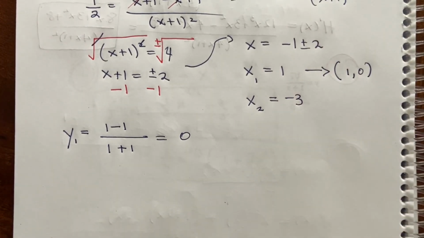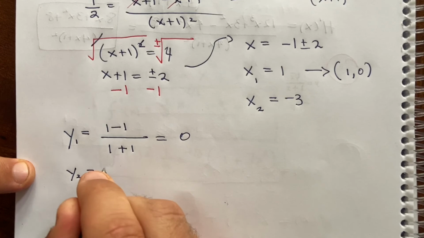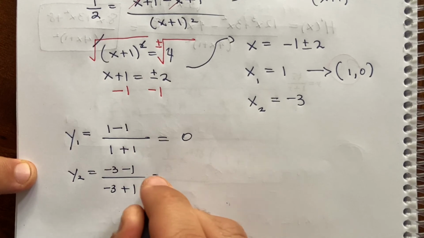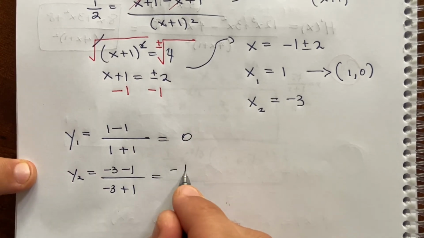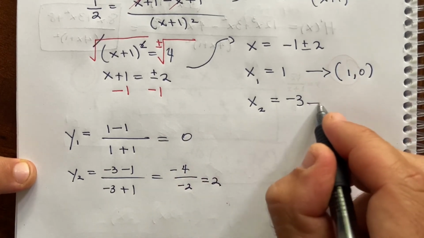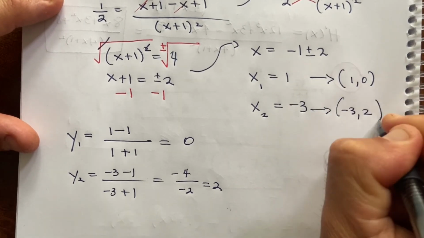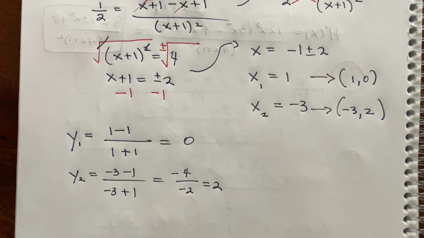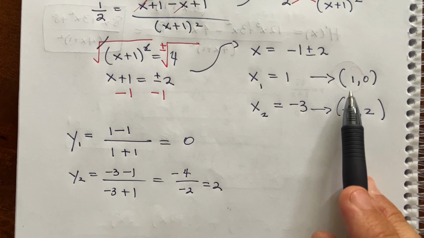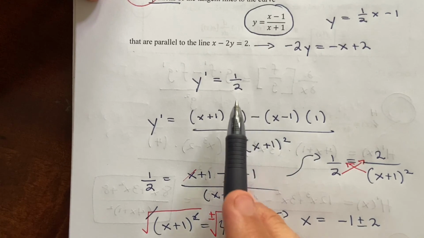I'll just notate it that way. And then for -3, that'll be y2. We have -3 minus 1 over -3 plus 1. So we have -4 over -2. This is 2. So we have another point at which this occurs of -3, 2. Okay, so I have points that I know are on my lines, and I know that I want my lines to have a slope of 1/2.